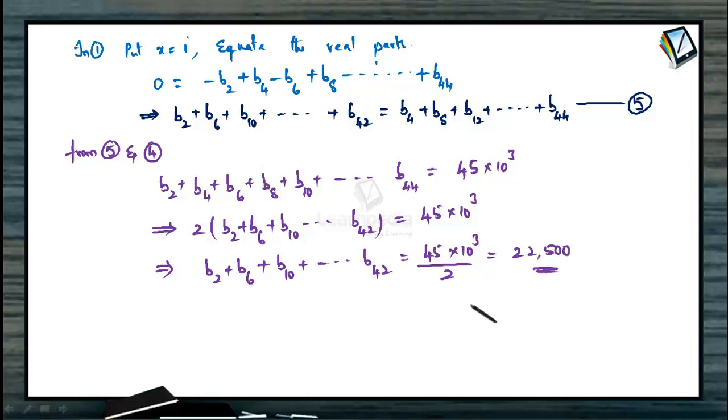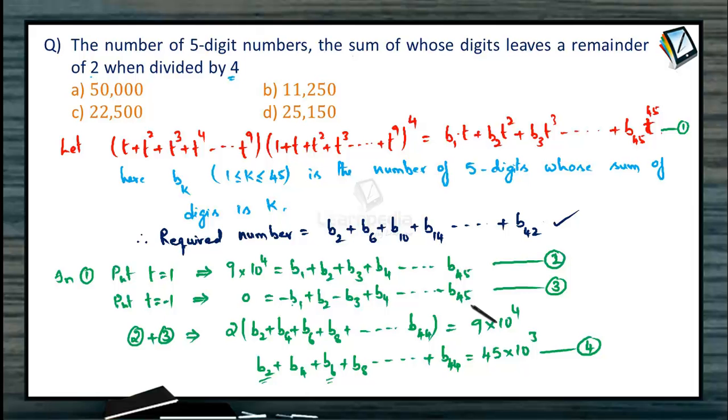So what are those numbers whose sum of the digits leaves a remainder 2 when divided by 4? Yes, there are 22,500 numbers whose sum of the digits leaves a remainder 2 when divided by 4, right? A very important application of the multinomial theorem, in the form of finding the required sum b2 plus b6 plus so on up to b42, right?